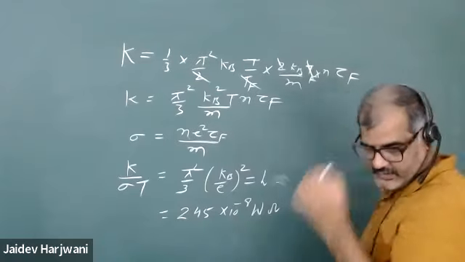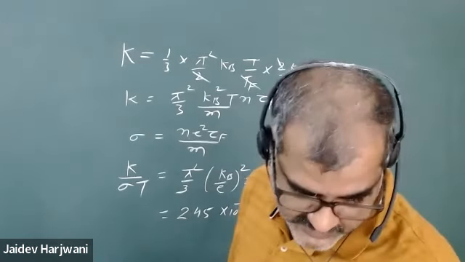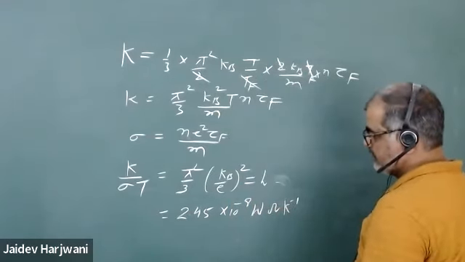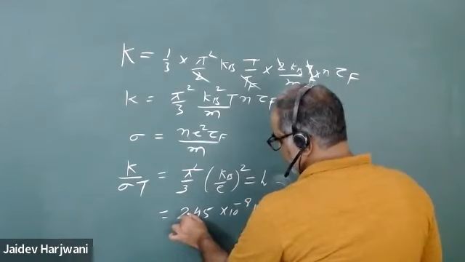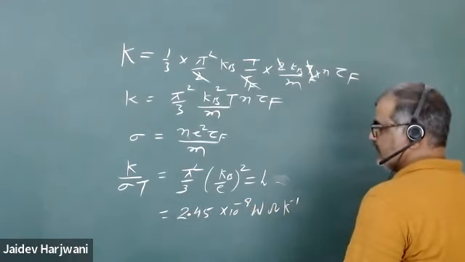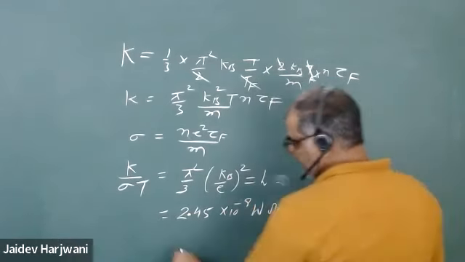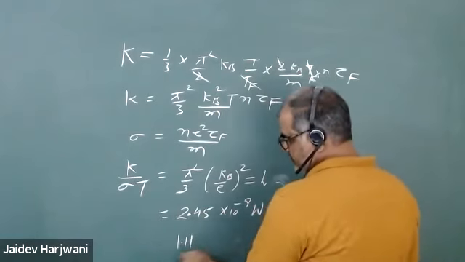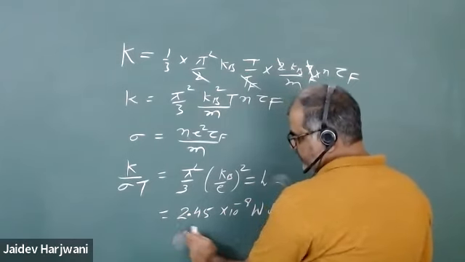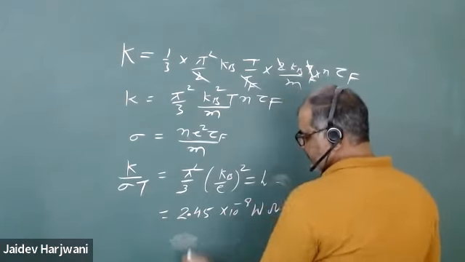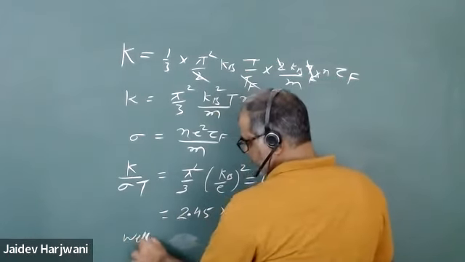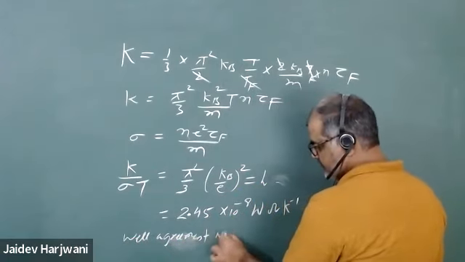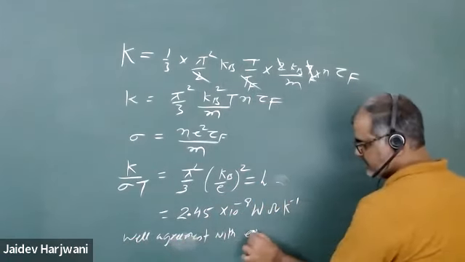What is the unit? The unit was Kelvin inverse. Sir, what is the number? 245? 2.45. So earlier what we were getting was 1.11. I told you this is not the exact value, it should be agreeable, somewhere 2 to 3 times of this one. And this is in good agreement with the experimental value. We can check this also, good agreement with experimental results.